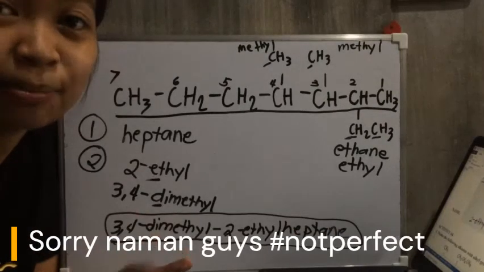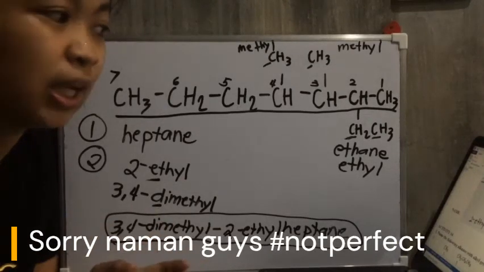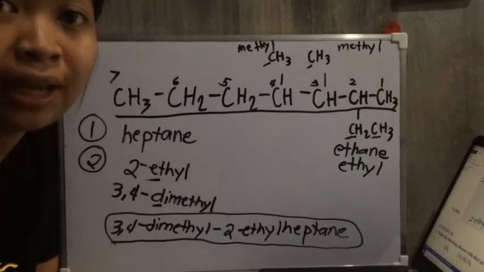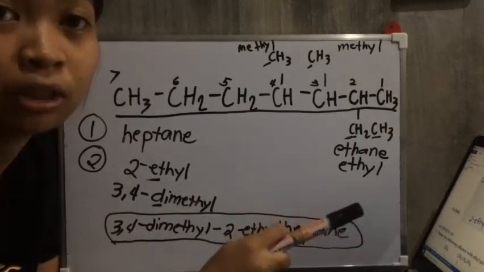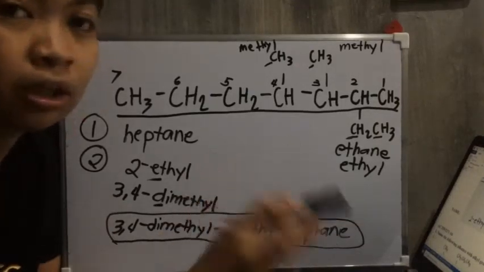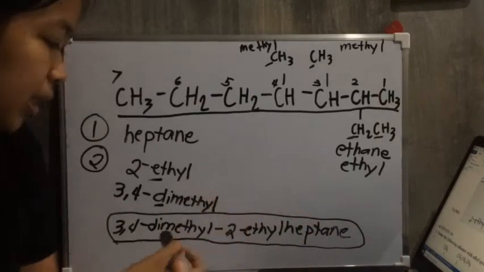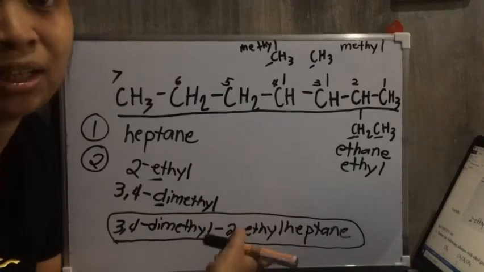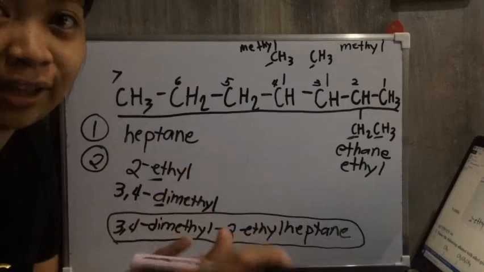Ayan, sorry class, mali pala yung nabigay ko dun sa module. Ang nabigay kong pangalan is 2-ethyl 3,4-dimethyl heptane. Hindi ko siya na-alphabetical dun sa module nyo, so please take note of this. The correct answer for the second example is 3,4-dimethyl 2-ethyl heptane. Sorry ha, tao lang.